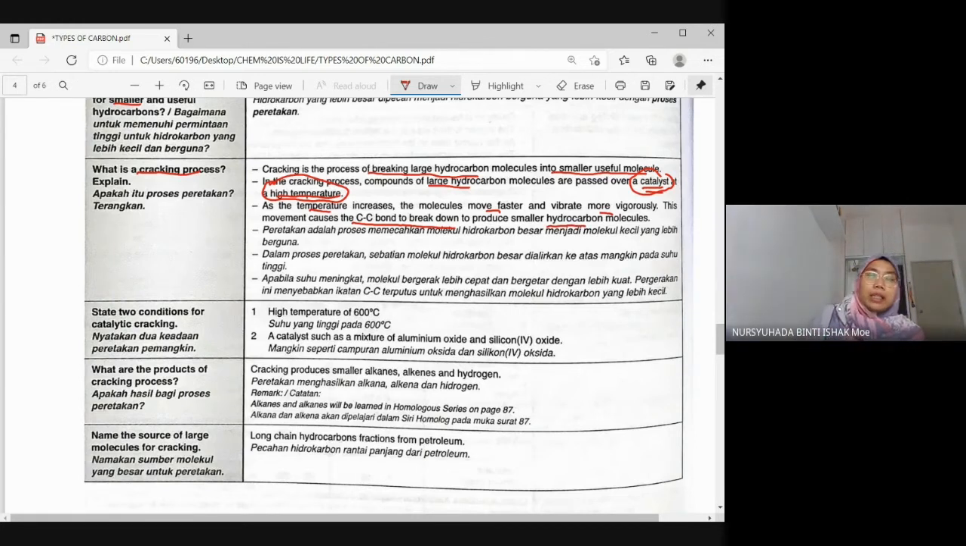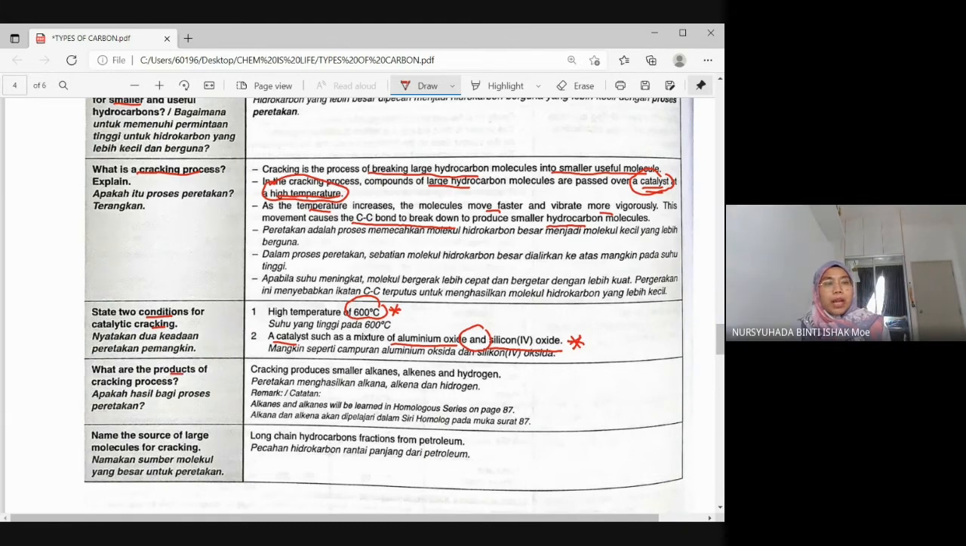So apa kita panggil condition supaya cracking proses berlaku? Pertama mesti guna catalyst and high temperature. So kita tengoklah, ni condition dia, baru dia cakap. Pertama high temperature, berapa high tu? 600 degree Celsius. And catalyst used is aluminium oxide and silicon(IV) oxide. So soalan mungkin tanya, so please take note. Catalyst used in cracking process, aluminium oxide or silicon(IV) oxide. N ya, bukan O, N. So both catalyst used at 600 degree Celsius.